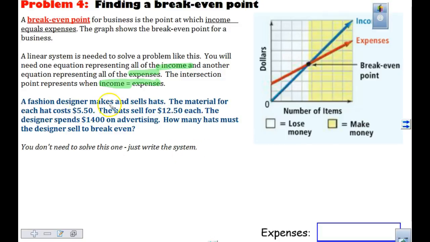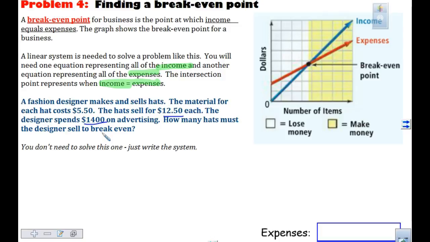A fashion designer makes and sells hats. The material for each hat costs $5.50. She sells the hats at $12.50. And she spends $1,400 on advertising. How many hats must she sell to break even?